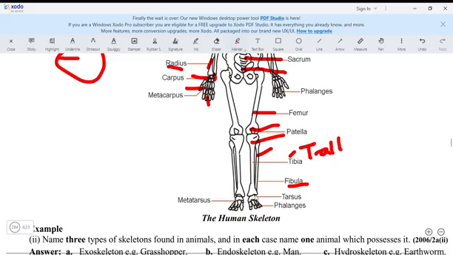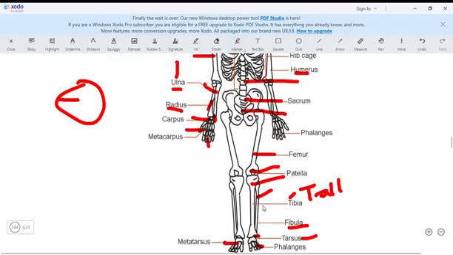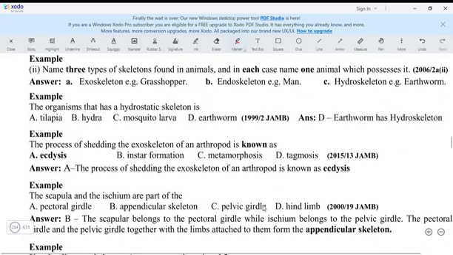Then when you come down, that's your ankle, where you wear your socks. It's called tarsals or tarsus. When you come further down, you call it metatarsus. Then the toes are the phalanges. So that's the diagram of the skeleton.